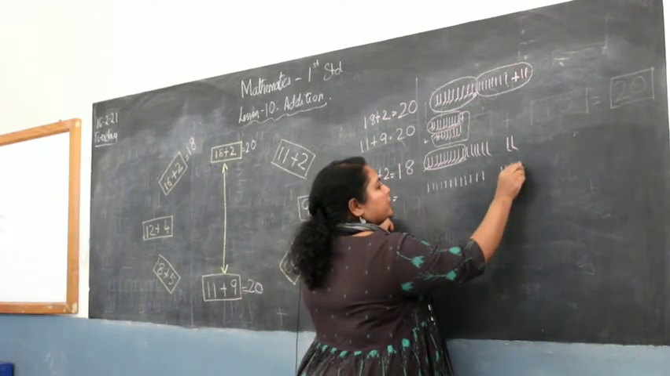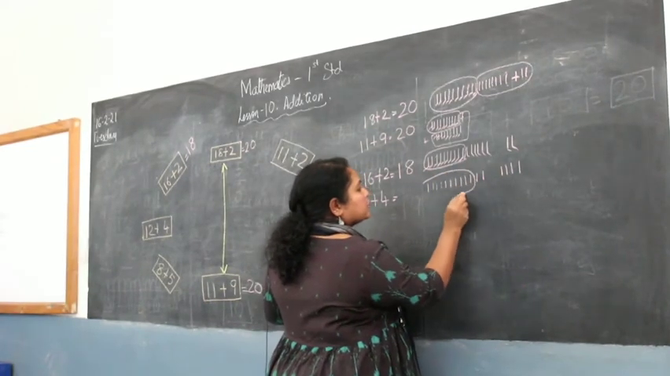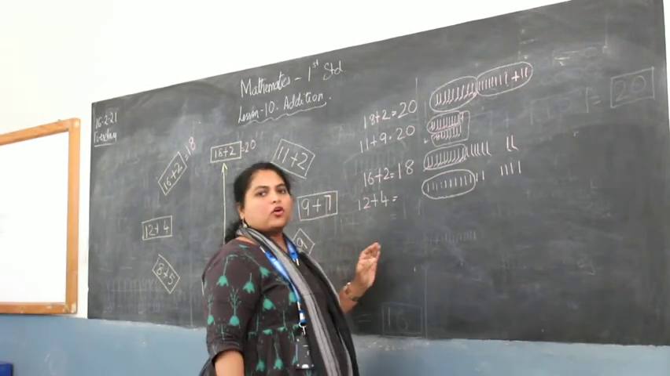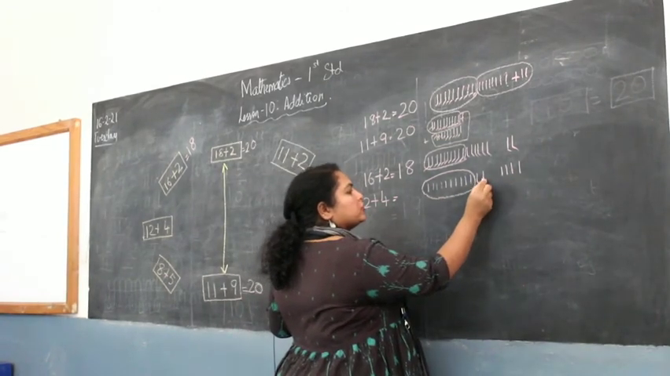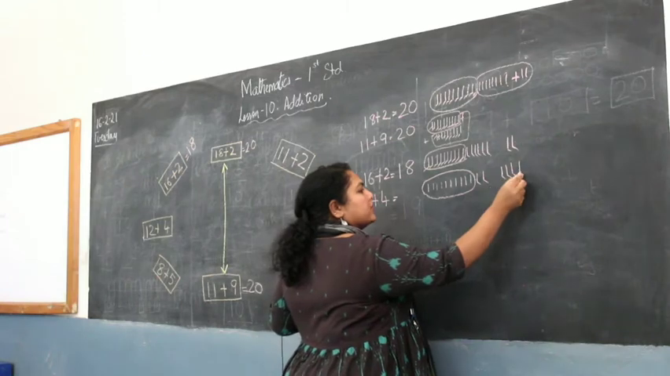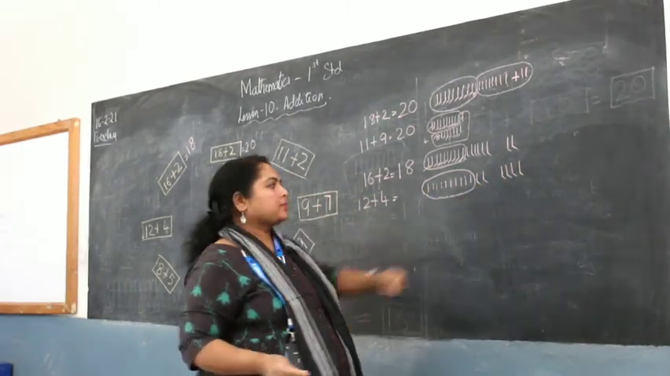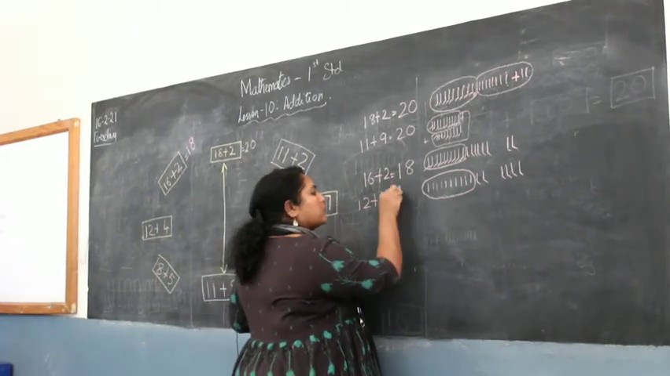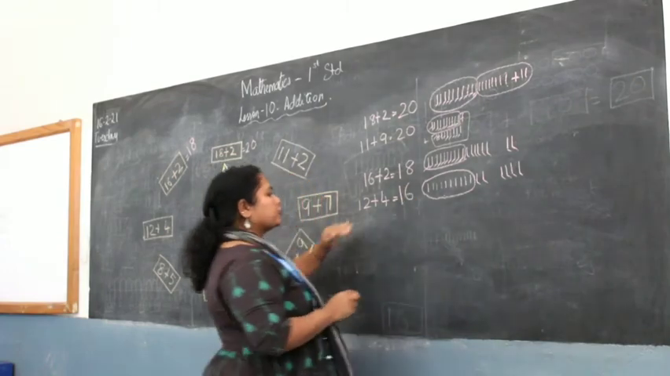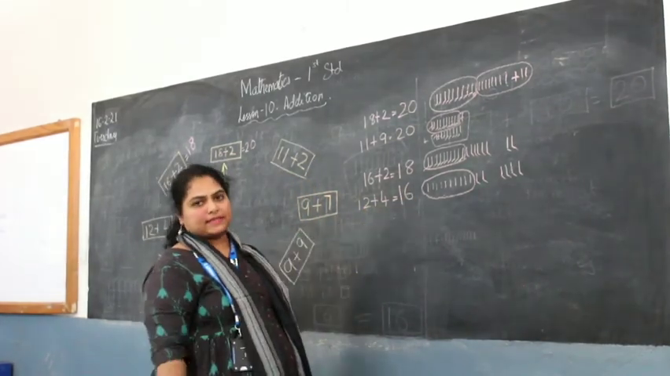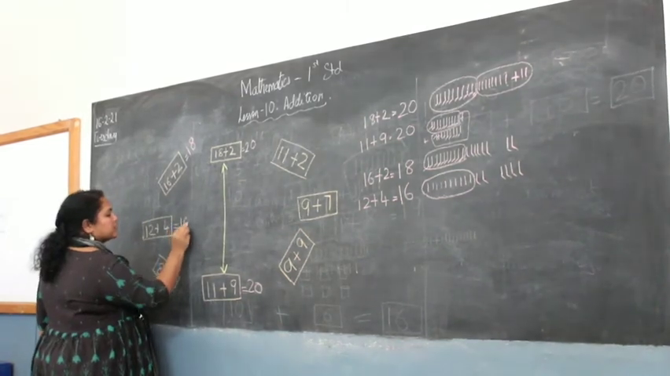1, 2, 3, 4. So let's group to 10. So this is your 10 sticks. Okay, and then how many more sticks do you have left? 1, 2, 3, 4, 5, 6. So 10 and 6 units. So 10 units makes one 10 and 6 units you have to write 6. So 12 plus 4 is 16. Let's write 16 over here.